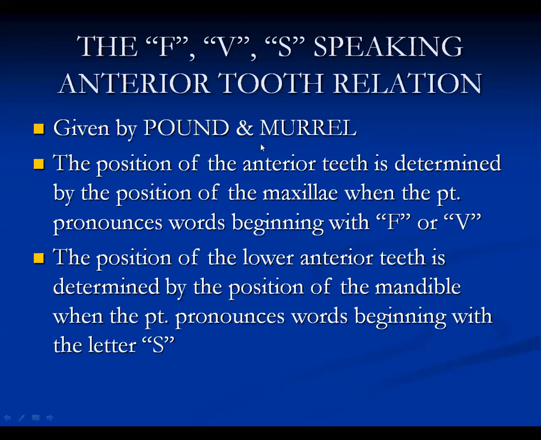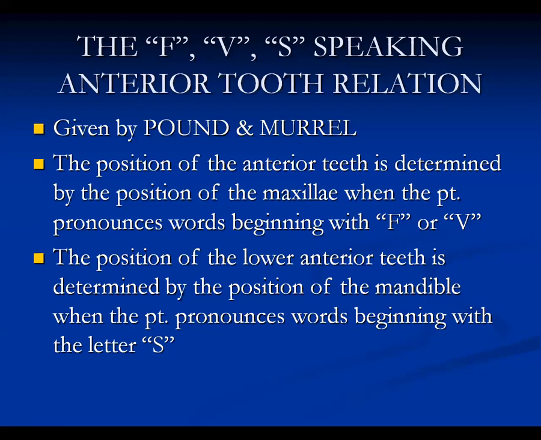The F, V and S speaking sounds are in relation with anterior tooth relation. Given by Pound and Murray, the position of anterior teeth is determined by the position of your mandible when the patient pronounces words beginning with F and V. The position of lower anterior teeth is determined by the position of your mandible when the patient pronounces words beginning with S. All these F, V and S sounds, what is the basic role? The position and arrangement of your teeth.